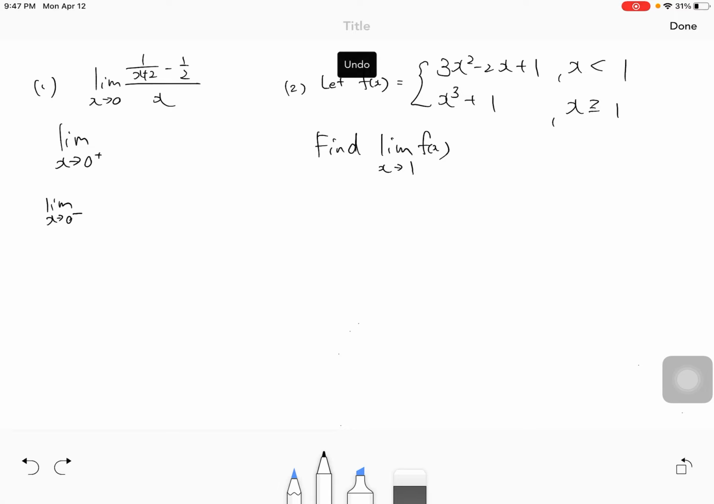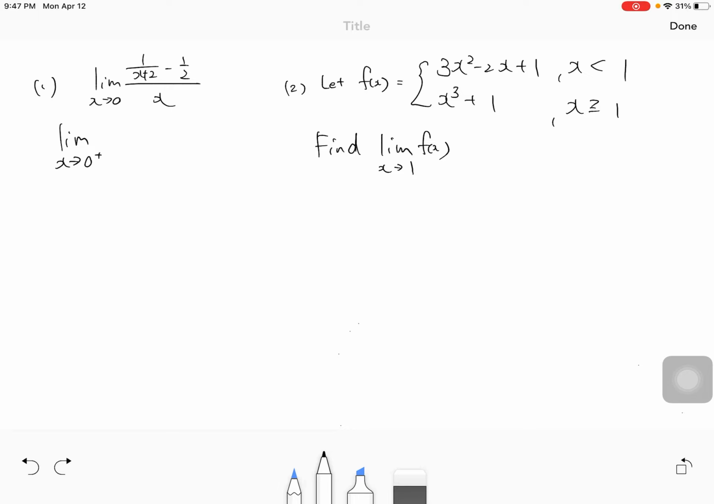Okay, so let's find the limit as x approaches 0 from the right side. Yes, so in this case now you have a problem. That's because if you plug in 0 into x here, the denominator is going to be 0. But you know, the denominator cannot be 0 in mathematics. So you have to do something to find the answer.